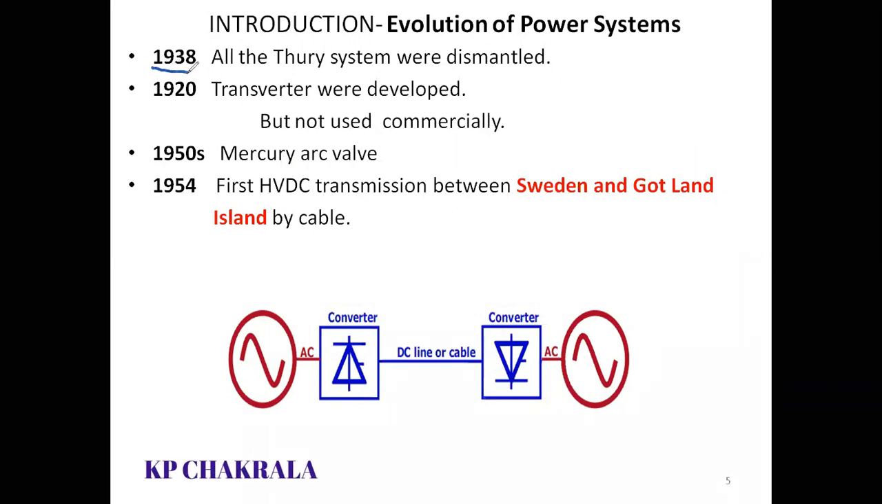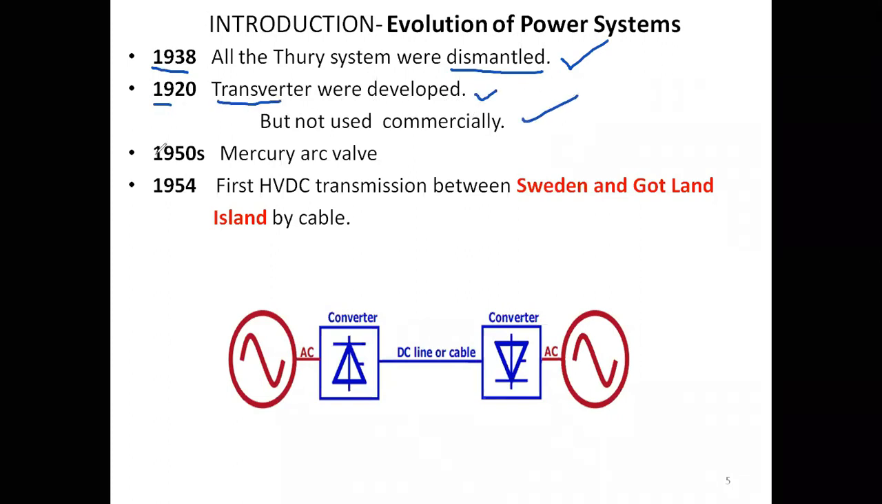In 1938, all the Thoury systems were dismantled. All were phased out because of the drawbacks of cost, maintenance problems and all these difficulties. In the 1920s, transformers were developed, but these were not used commercially. In the 1950s, mercury arc valves were developed. By using these mercury arc valves, it was possible to convert AC to DC.